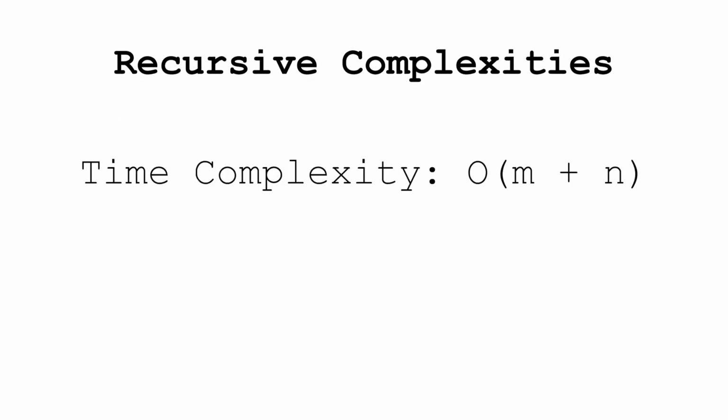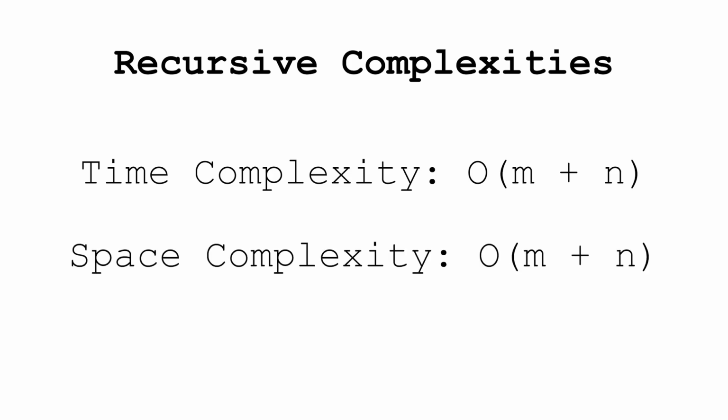The time complexity for the recursive approach is big O of m plus n, where m is the number of nodes in our first list and n is the number of nodes in the second. This is because, in our worst case, we have to iterate over every node in both lists and add them to the new list to return.